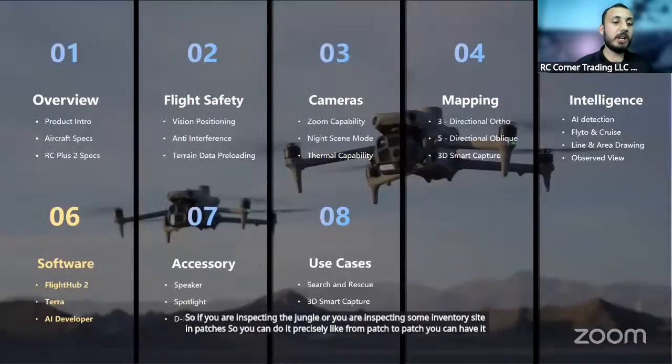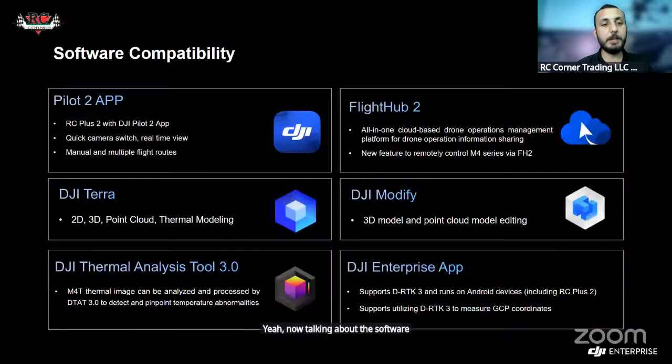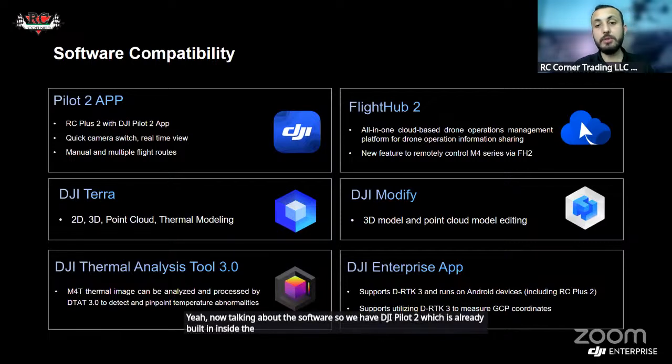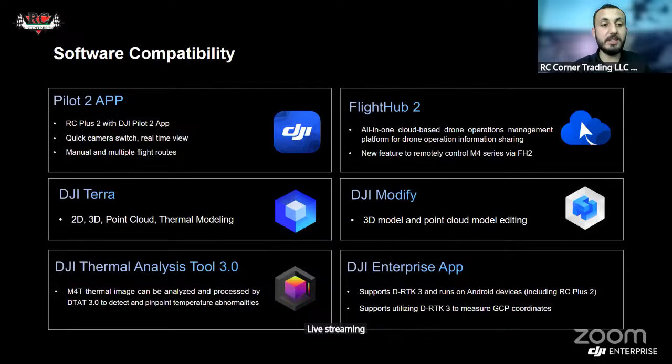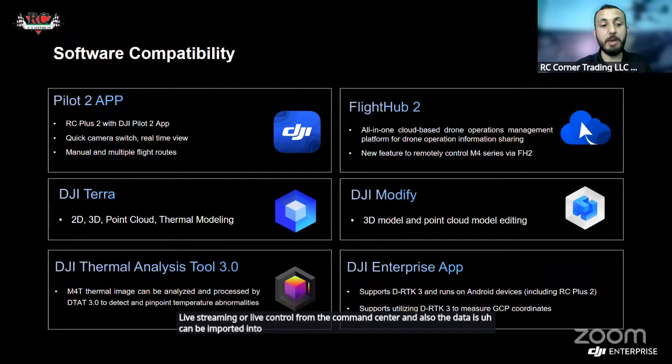Now talking about the software, we have DJI Pilot 2, which is already built into the RC Plus, and this drone also supports Flight Hub 2, and you can do live streaming or live control from the command center. The data can also be imported into DJI Terra for mapping, 2D maps, point clouds, or thermal inspection and thermal modeling. After that you can use DJI Modify for more refined models.